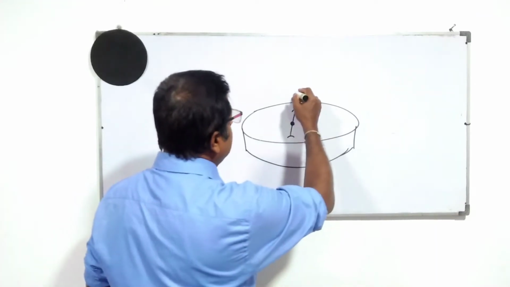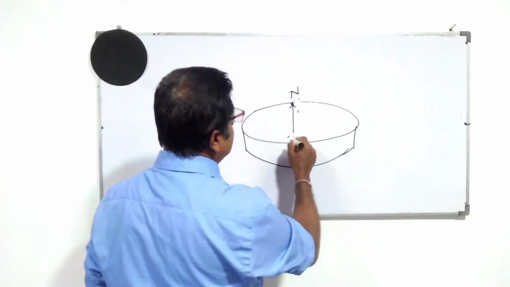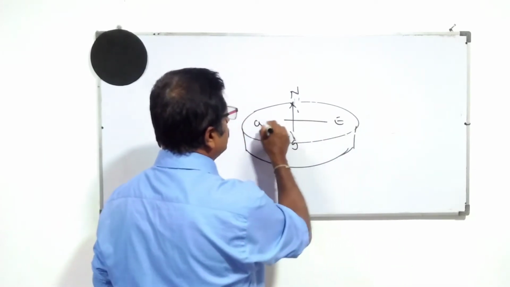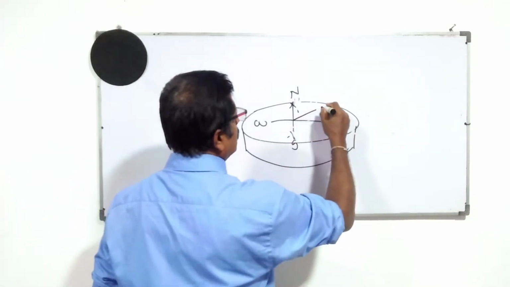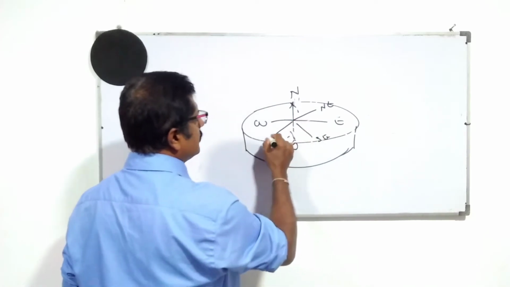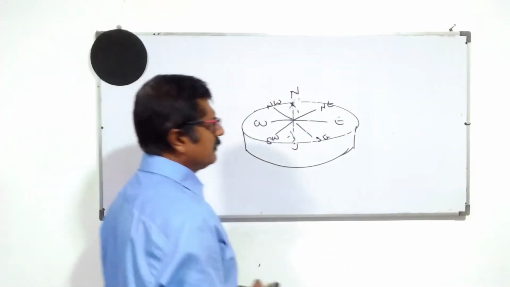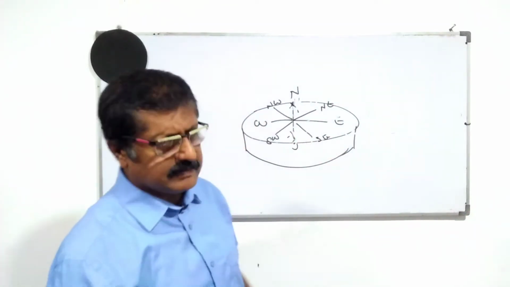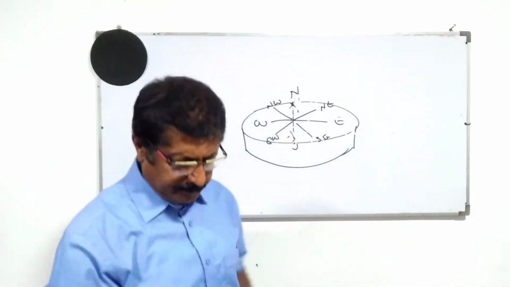Right? Then if this one is north, then this is south, this is east and this is west. In between these ones, northeast, southeast, southwest and northwest are there, the four sub-directions. Altogether there are 8 directions. Now let's see how we can use this.